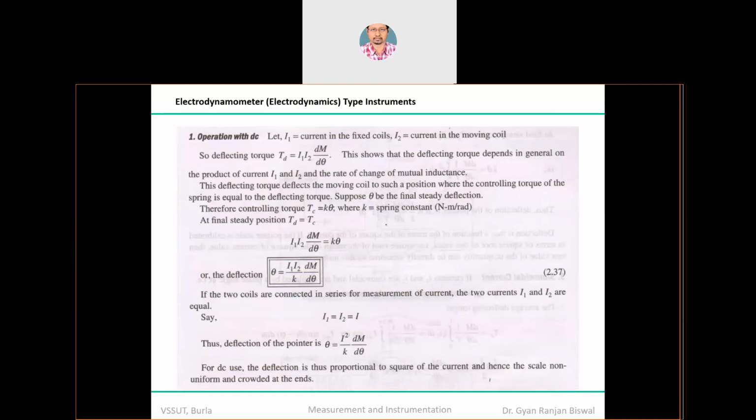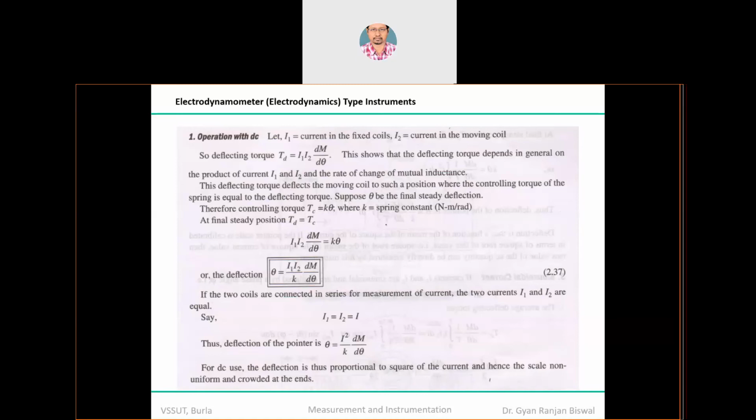There are two equal fixed coils, and there is a moving coil fitted between the two fixed coils. If you want to measure the current, you have to connect all these coils in series. So I1 is equal to I2, and in other words, the deflection theta is proportional to I square. So for any DC supply, the deflection is proportional to the square of the current, and hence the scale is non-uniform, crowded at the end, but it can still offer the measurement of theta.